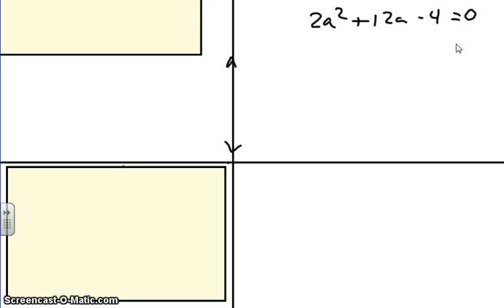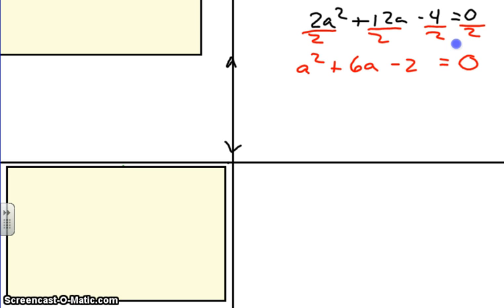So the first thing we would do here, Kate? You have to make the coefficient equal to 1, right? Good. So to divide. That's right. So what will you do? Divide by 2. Good, good. So this is one way you can show your division. Remember, you must divide every term. Okay? And we have a squared plus 6a minus 2 equals 0.